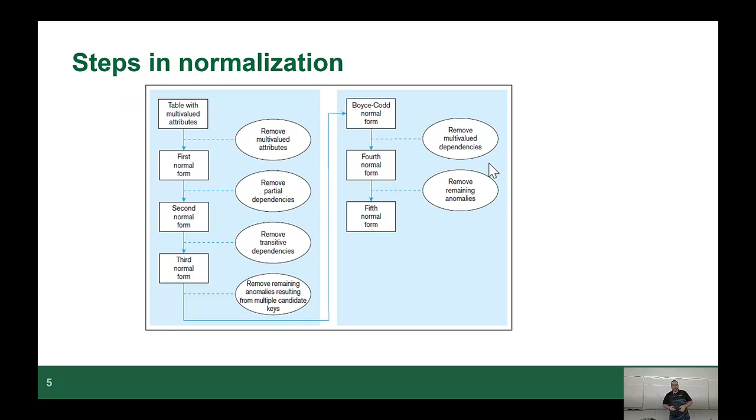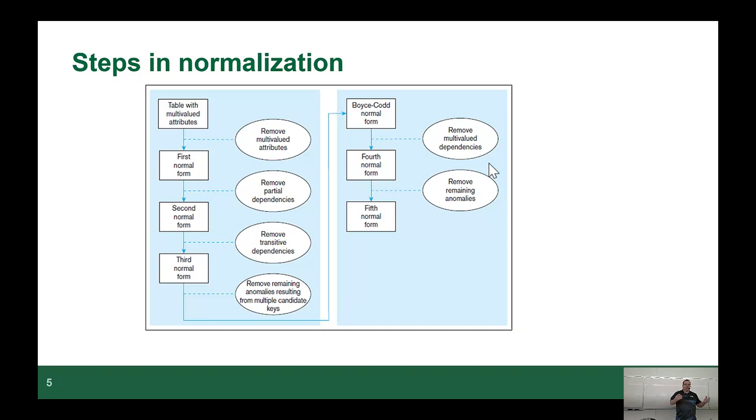All right, so steps in normalization. For today's class and this course, we're only going to worry about the chunk on the left. So we're going to worry about the first three normal forms. There's actually even more than five. There's like 9 or 10 normal forms. But anything past three is basically targeting specific issues, whereas the first three cover general issues.